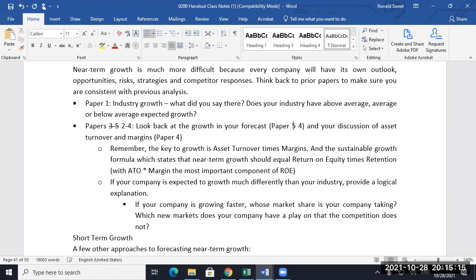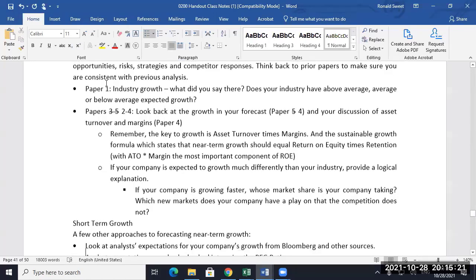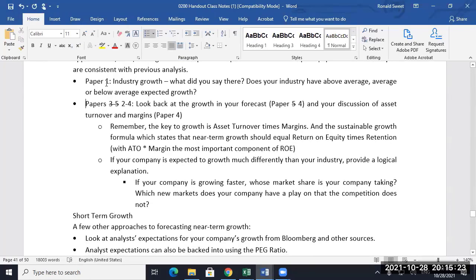I should have thought about this when I changed the paper numbers. I read through all my notes, but I was reading fast, and I just didn't notice that.